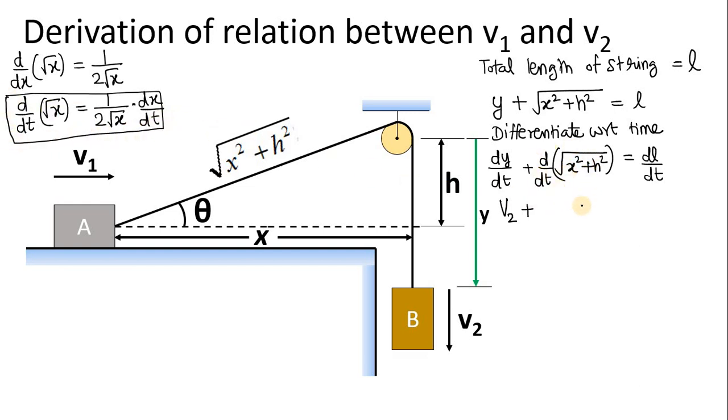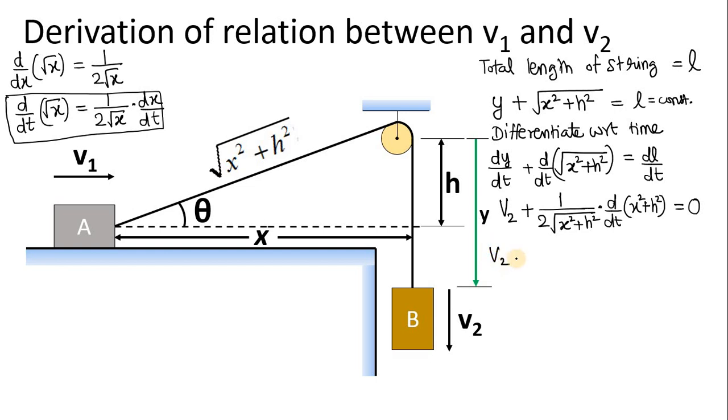Therefore, differentiation of root of x square plus h square will be 1 divided by 2 root of x square plus h square into d by dt of x square plus h square, following this chain rule, is equal to, now this dL by dt would be 0 because L is a constant here. Okay, please note that this length L is actually a constant length. String is not extensible, that's why.